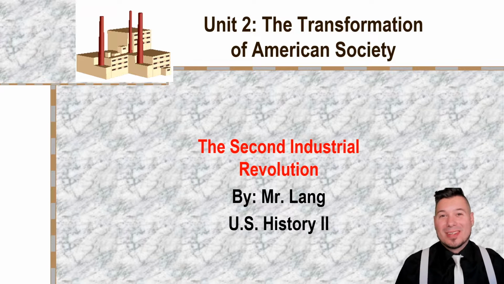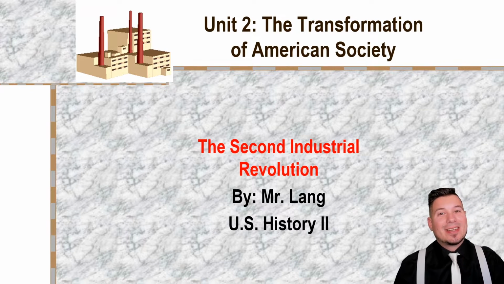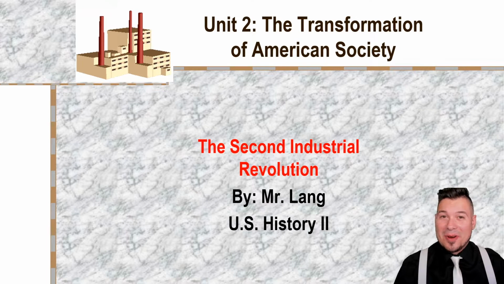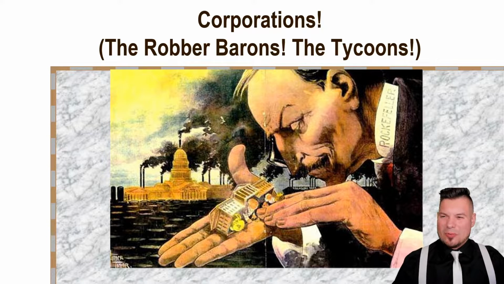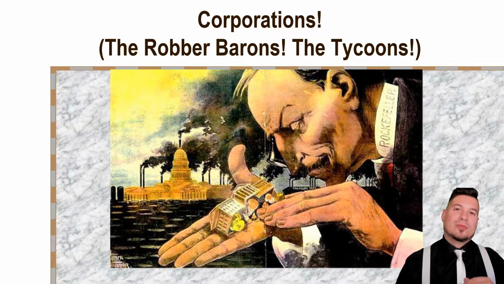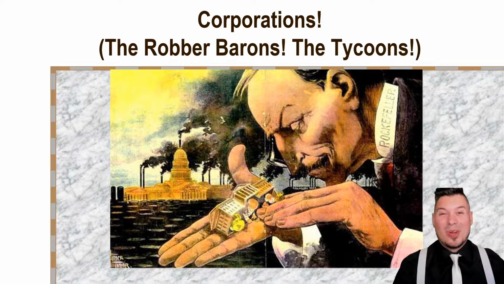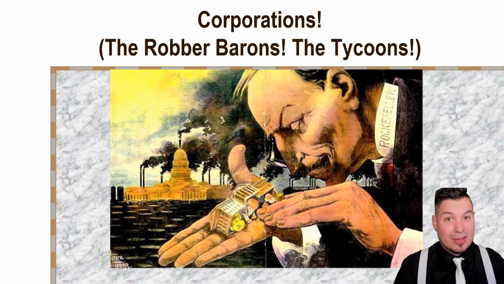Welcome back to another one of Mr. Lang's vlogs. Today we're taking a look at the Second Industrial Revolution. Now this is part of a bigger unit, the transformation of American society. So this is going to be part one of this video. Alrighty, let's get started. So first we're going to be talking about the corporations, these robber barons as they're sometimes called, these huge rich tycoons, and how they almost monopolized America, and in some cases they did.